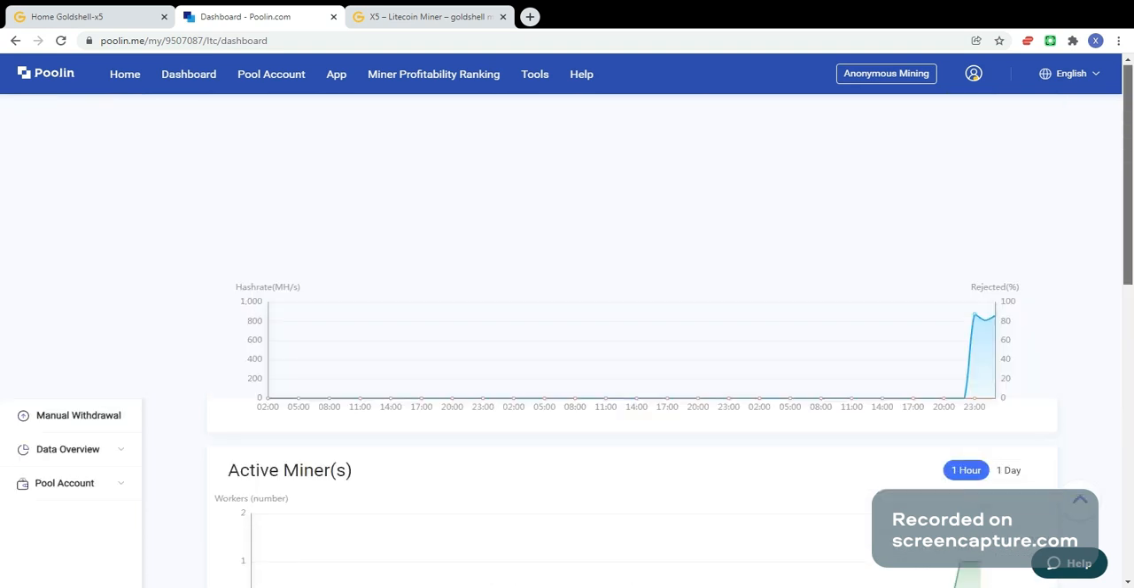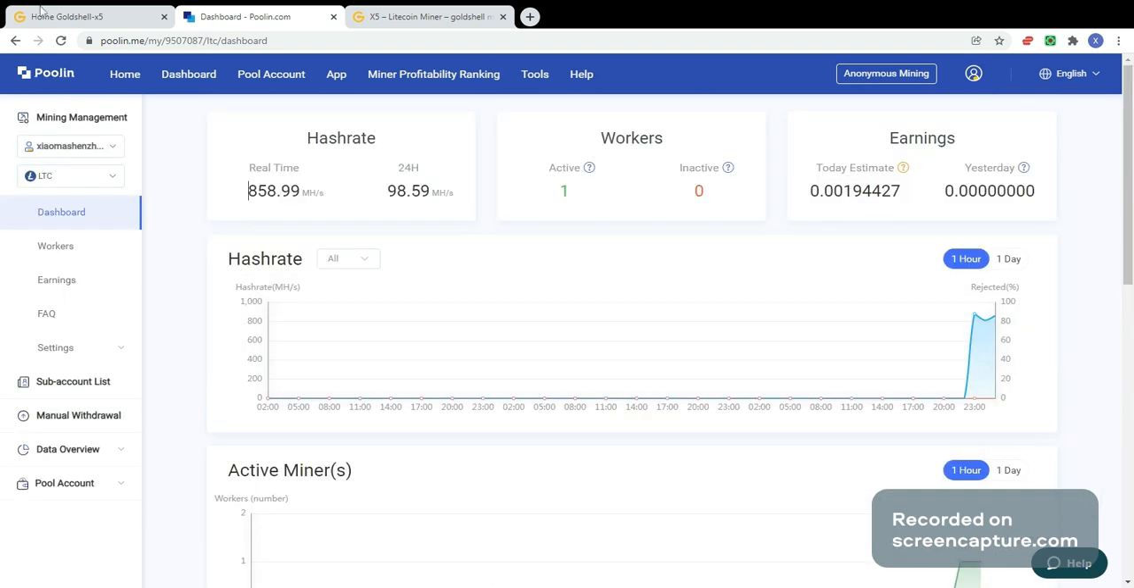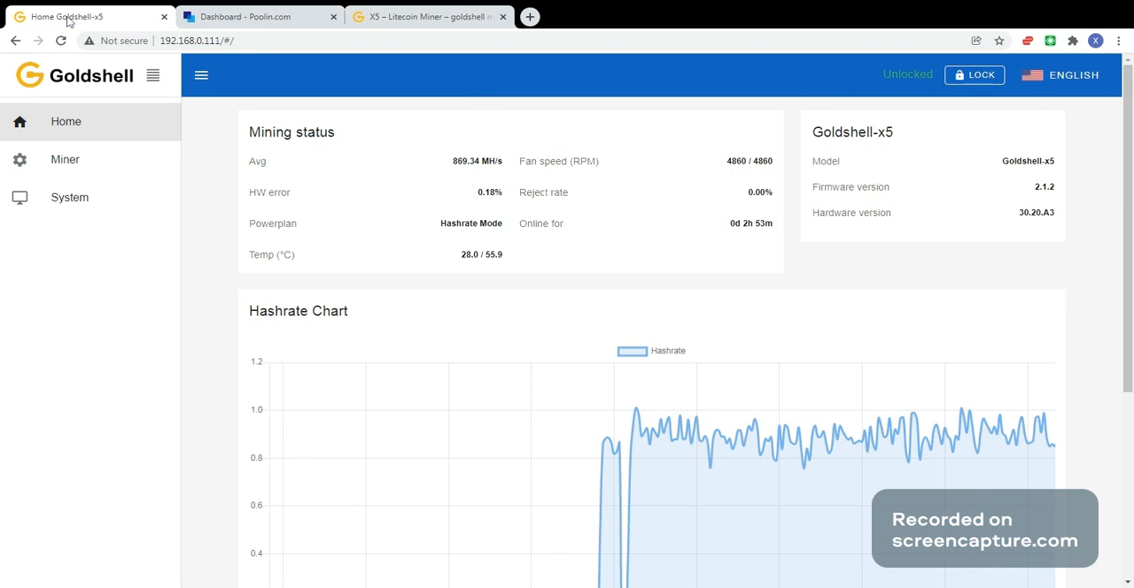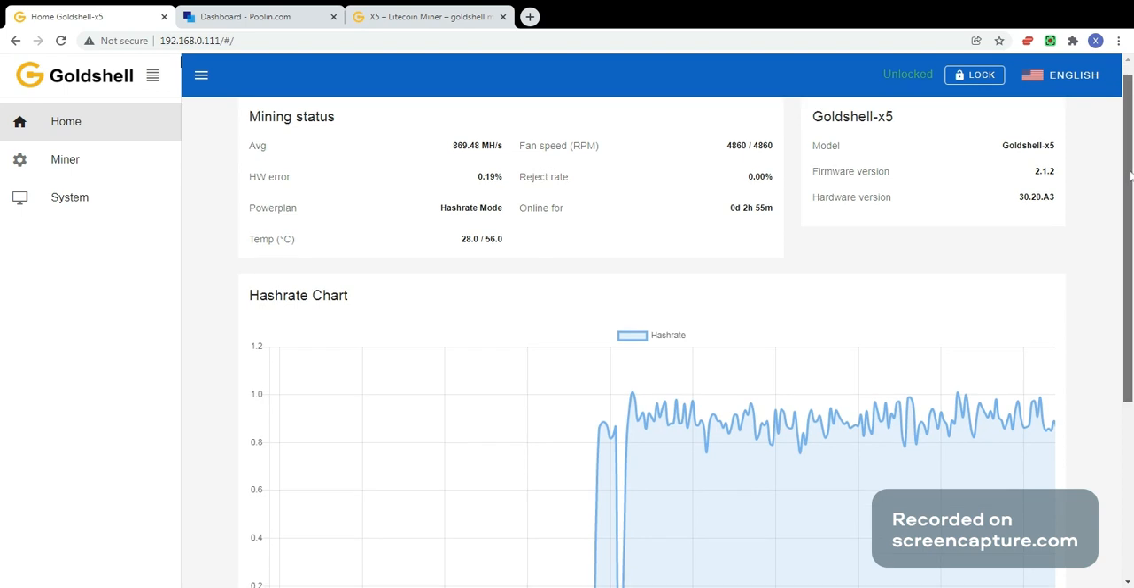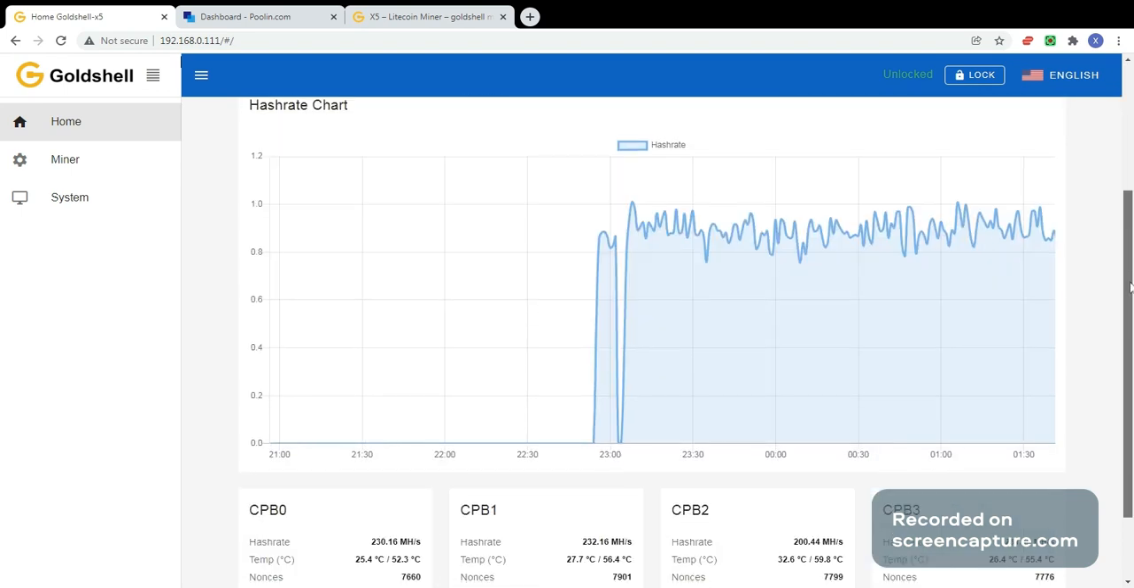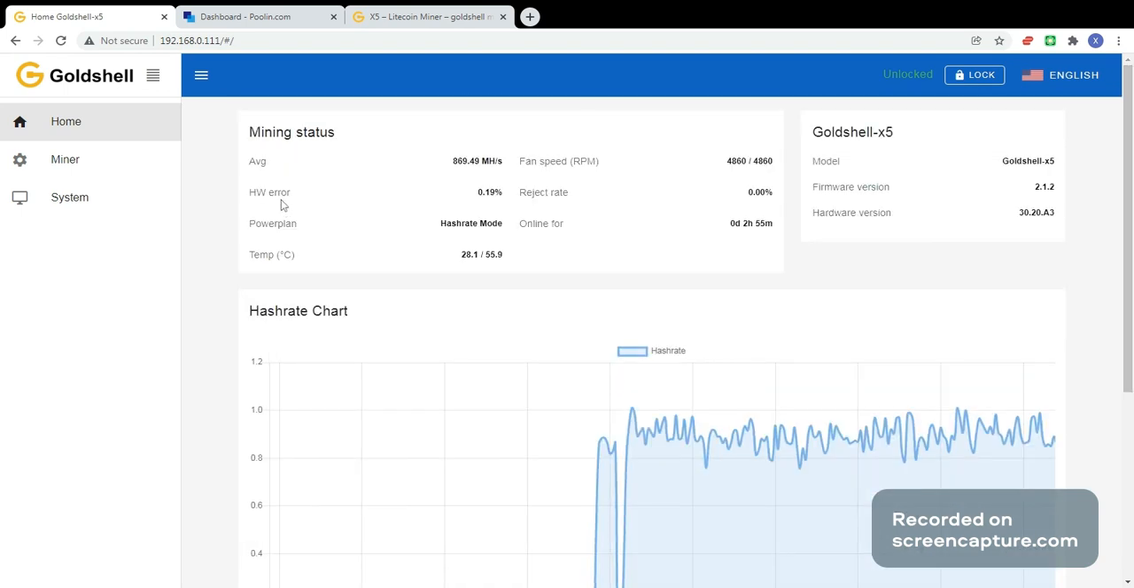So we're going to leave this X5 from Goldshell Litecoin miner to run for 24 hours, and after that we will be back and check all the stats and hash rate, average hash rate, hardware error, rejected rate, and everything else. So to figure out how efficient this miner is.